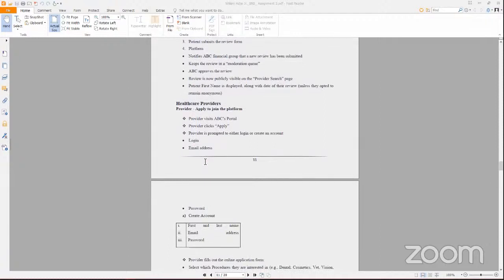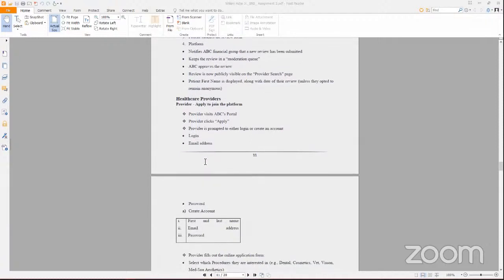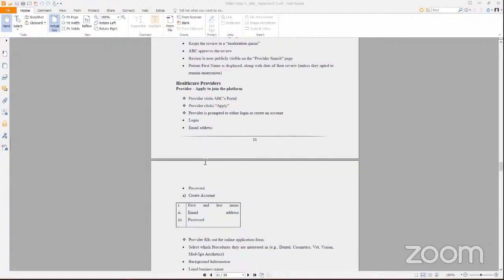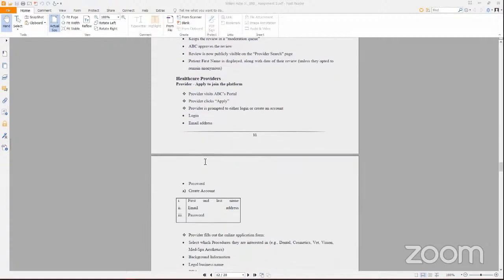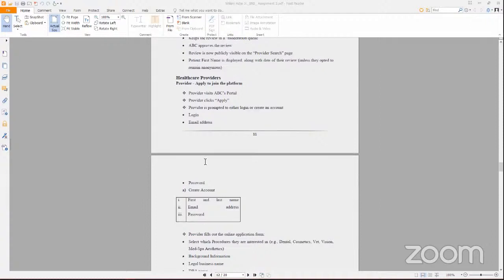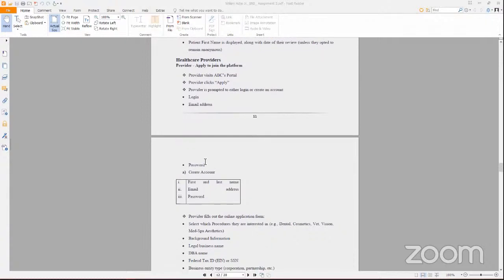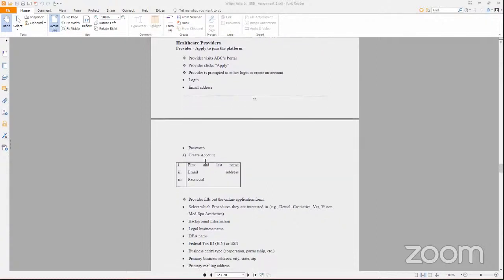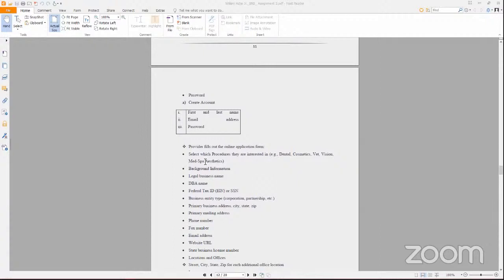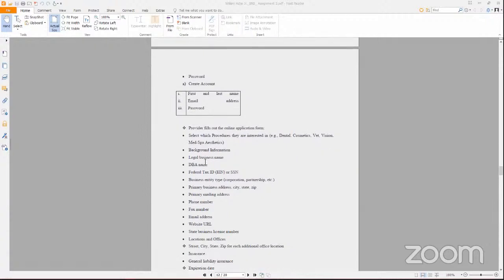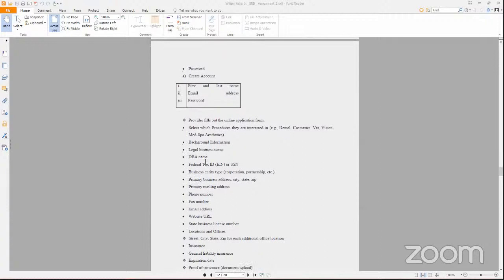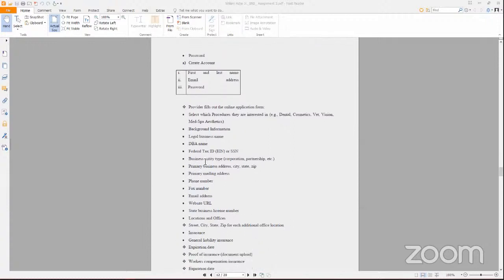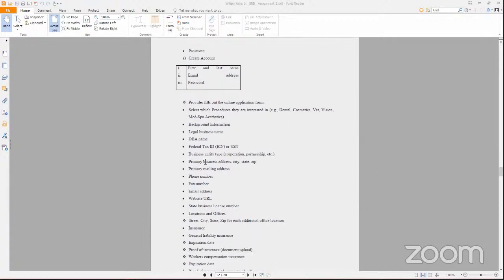So over here, the provider applies to join the platform. When you're a provider and you want to join the platform, you must visit the portal of ABC. You click on apply, and you are prompted to either log in or create an account, where we need your email, your password, and your name. And then you fill out the online application form. Then you select the procedures that you are interested in.